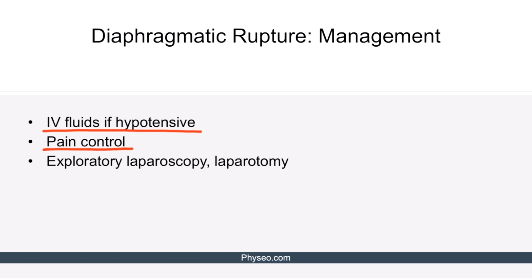Let's take a minute and understand the indications for certain surgical procedures. If a patient has an acute diaphragmatic injury, exploratory laparoscopy or laparotomy is recommended to reduce the hernia, evacuate blood, and perform debridement along with the repair.